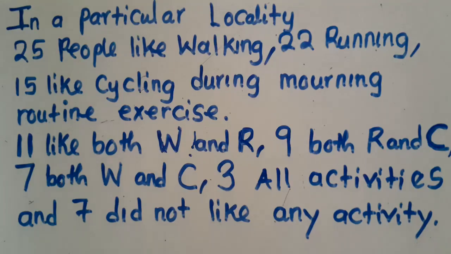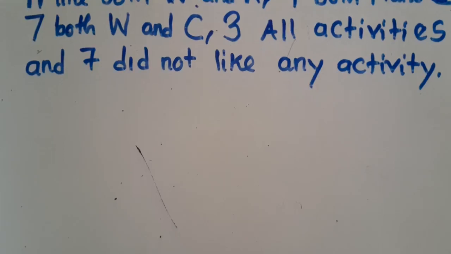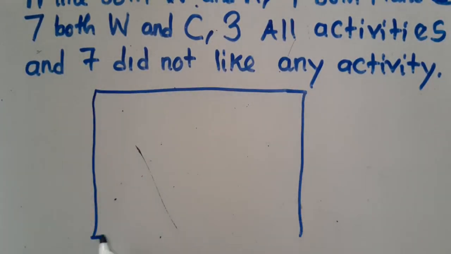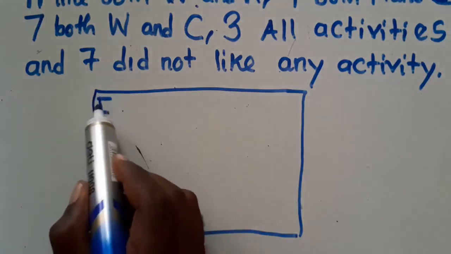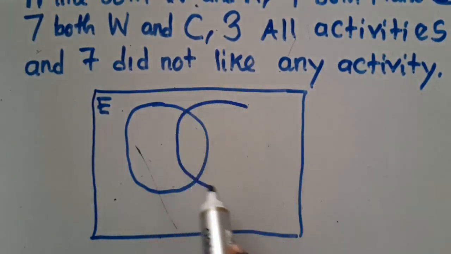The first question is telling you to draw a Venn diagram. So what are we supposed to do? You draw a Venn diagram. I'm going to draw a Venn diagram here. This is the universal set. Under the universal set, I've got 3 sets.